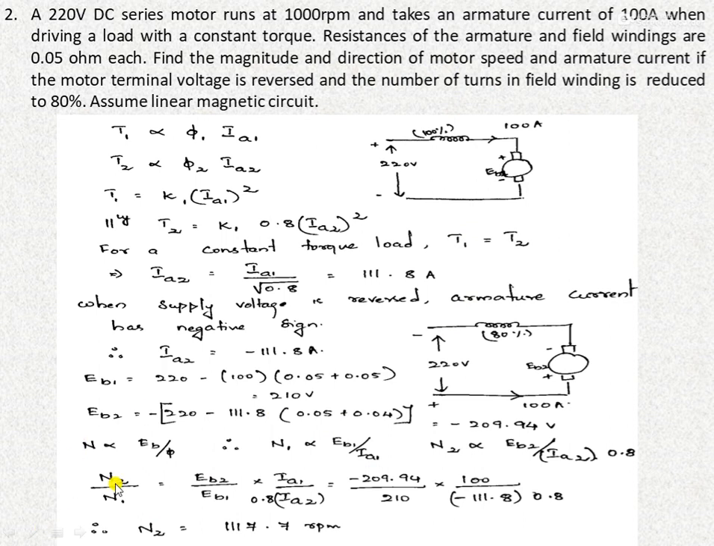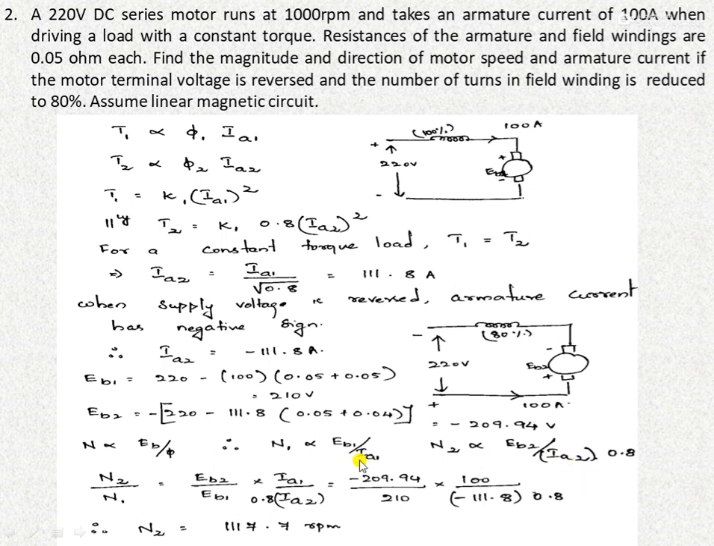For that we know the standard relation, speed is directly proportional to Eb by phi. So in case 1 we can write N1 is directly proportional to Eb1 divided by phi 1. Similarly in case 2 we can write N2 is directly proportional to Eb2 divided by phi 2. In case 1 this phi 1 is directly proportional to Ia1. So we can easily write N1 is directly proportional to Eb1 by Ia1, whereas in case 2 N2 is directly proportional to Eb2 divided by 0.8 into Ia2. Hope it's clear for you.